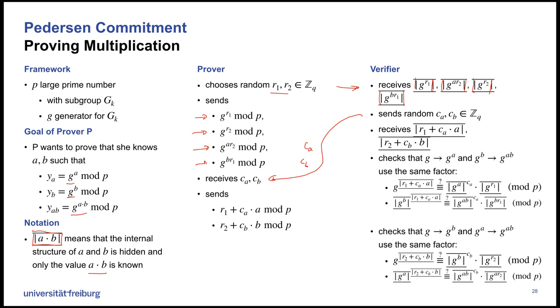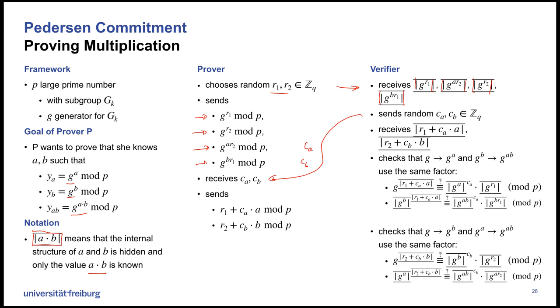Now we send 2 answers. One is R1 plus CA times A and R2 times C times B. So now what we want to do is do the following. We have to do 4 checks.